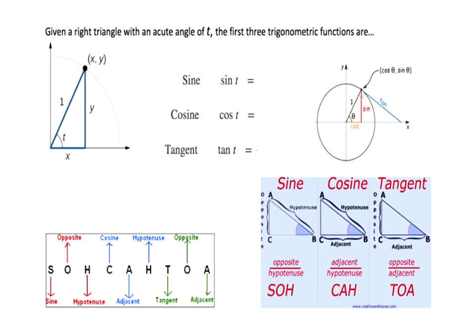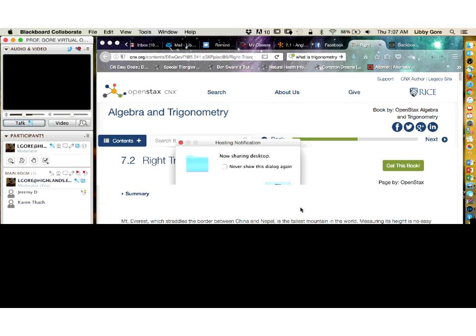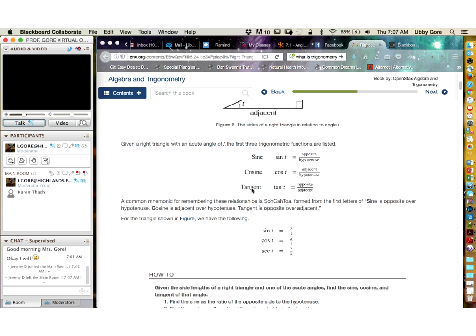Okay, so now we're going to start moving into the trig functions. And the first three that we study, which, by the way, I need to point out that your textbook has a typo in it. Let me go ahead and show you that. The first three that we study are the sine, cosine, and the tangent.